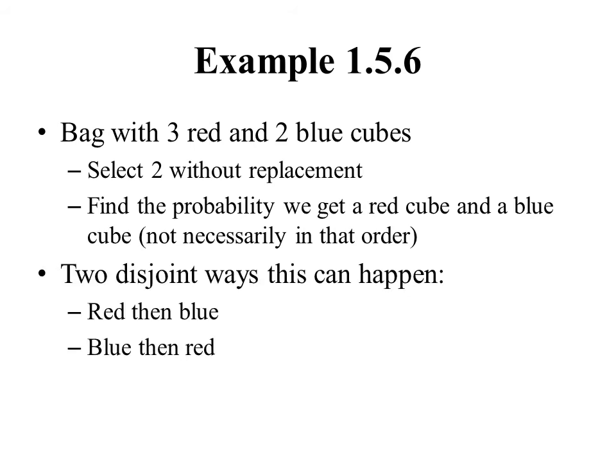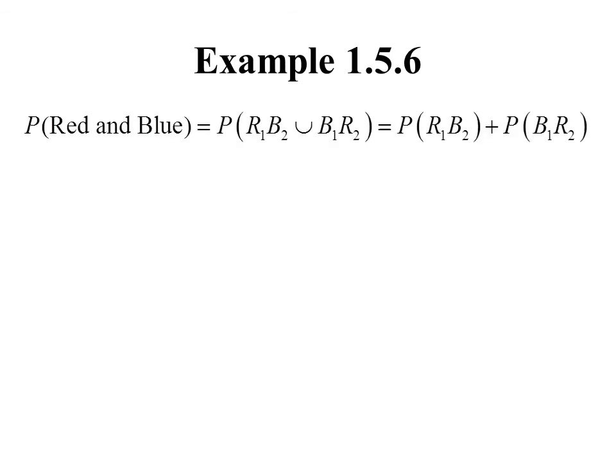So this can occur in two disjoint ways. We could get a red cube and then a blue cube, or we could get a blue cube and then a red cube. Disjoint means that they can't occur at the same time. Okay, now that's nice because that means we can apply axiom 3 to calculate some probabilities.